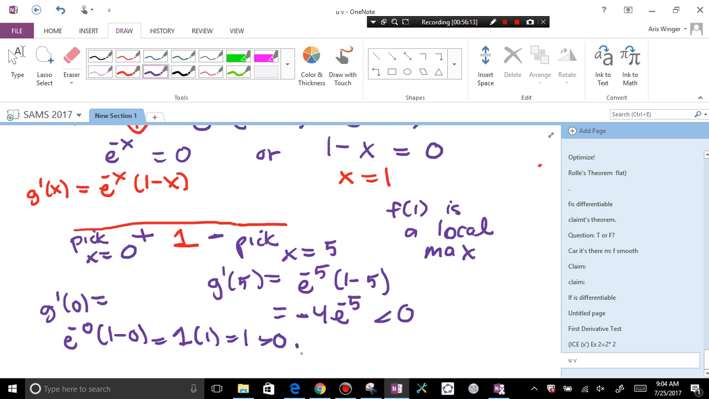So you will be given all sorts of functions. Take a derivative, set it equal to 0, create a number line. And it should work out nicely for you. Any questions about this in particular?